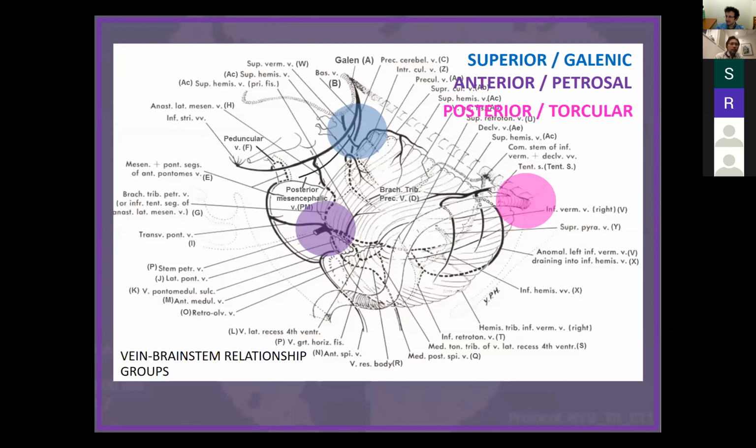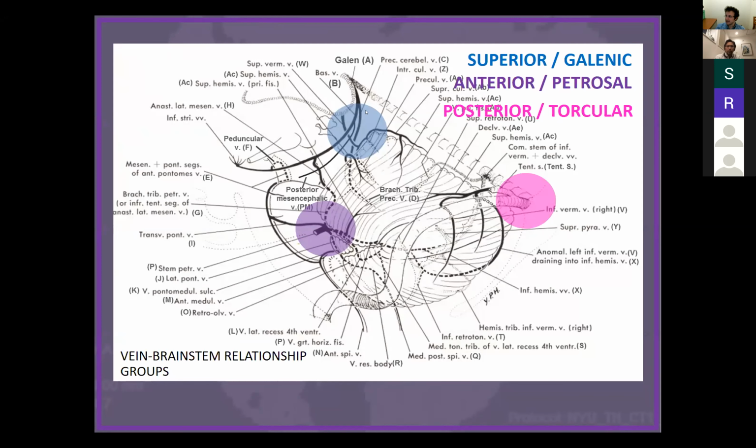Now, this is the classic view of posterior fossa veins, from Yunpeng Wang too. That's essentially looking at this diagram and thinking about it in terms of these groups or confluences, which are places where venous blood tends to go and tends to coalesce and connect. So you have the superior or the galenic group. Obviously, that's where some veins that you may know of are going to be draining.